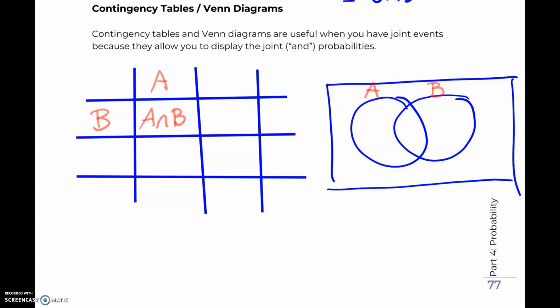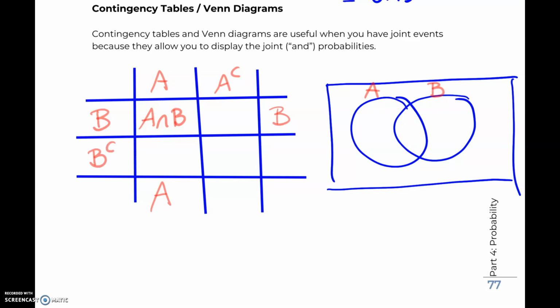So the joint probability is the cell that's both A and B. The marginal probabilities go in the margin. So we would have probability of B here and the probability of A down here in the margin of the table. And then in addition to having A, we also have A complement or not A and B complement or not B.